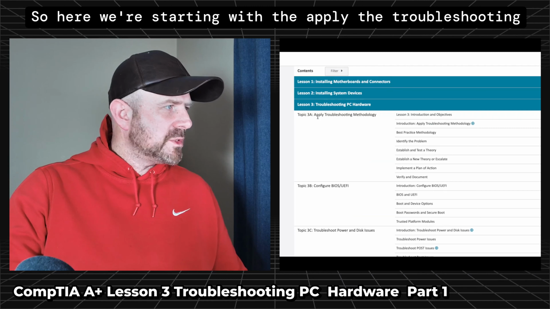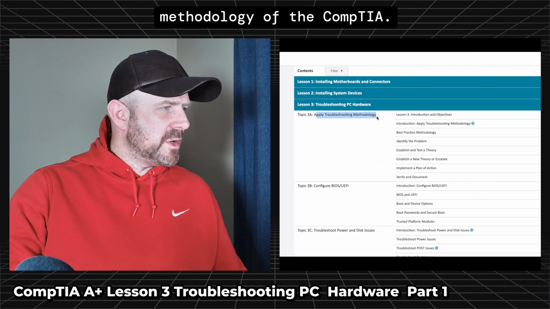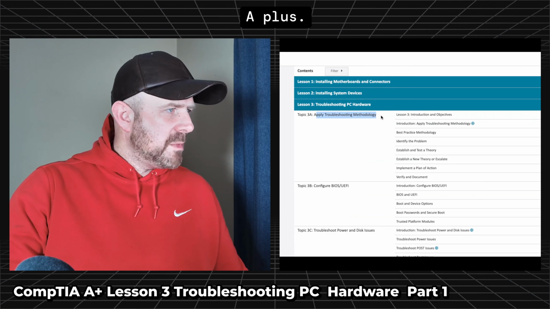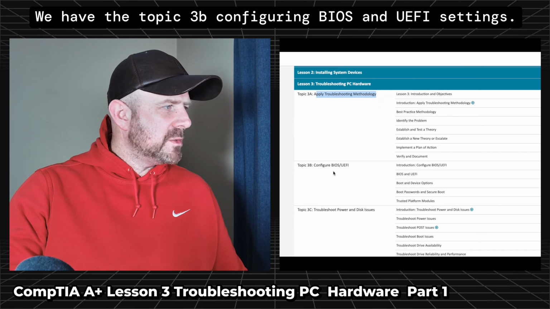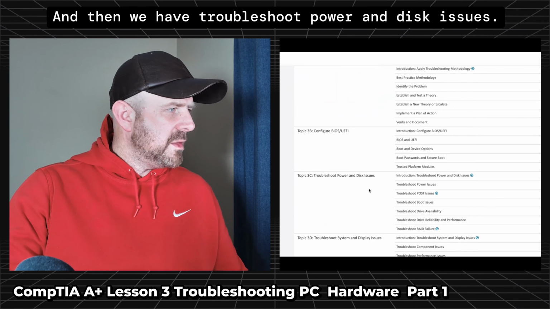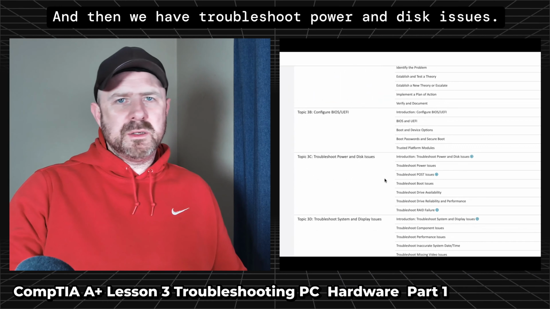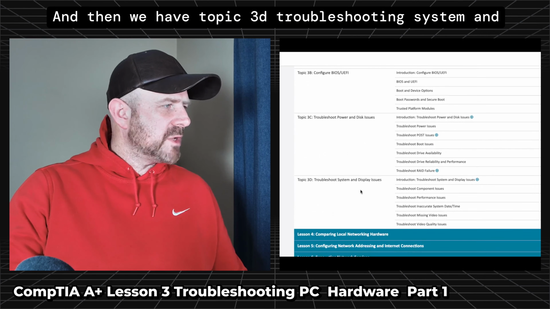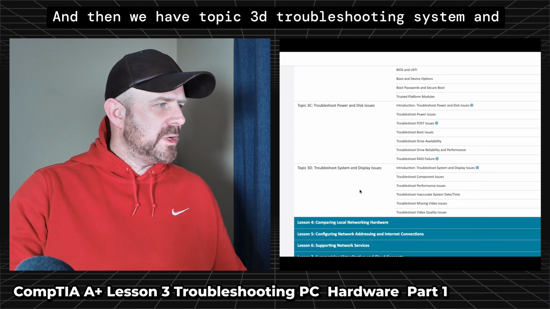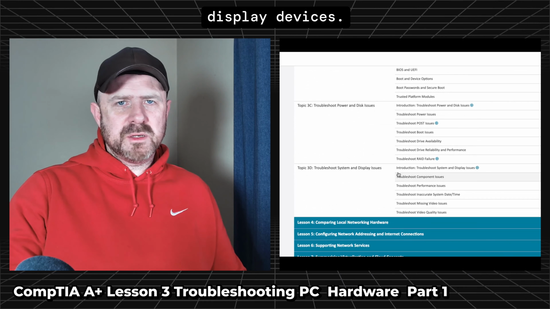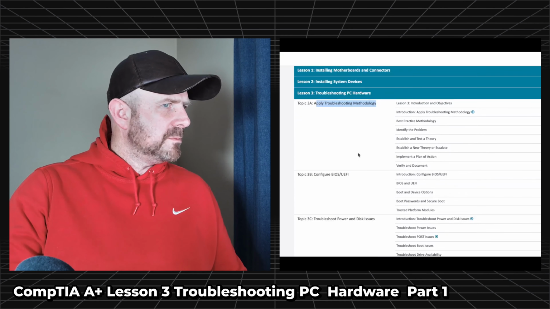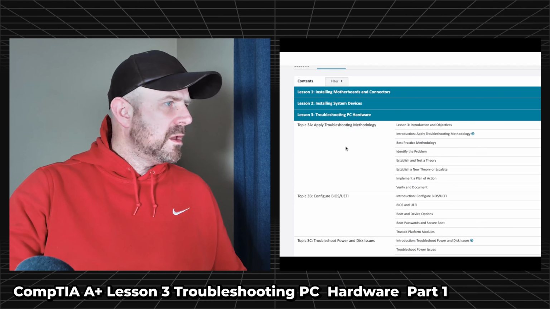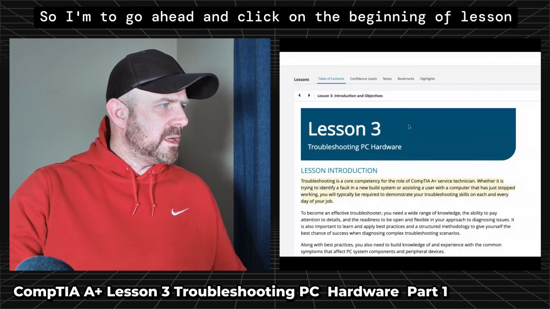So here we're starting with applying the troubleshooting methodology of the CompTIA A+. We have topic 3B, configuring BIOS and UEFI settings. And then we have troubleshoot power and disk issues. And then we have topic 3D, troubleshooting system and display devices. So I'm going to go ahead and click on the beginning of lesson 3.